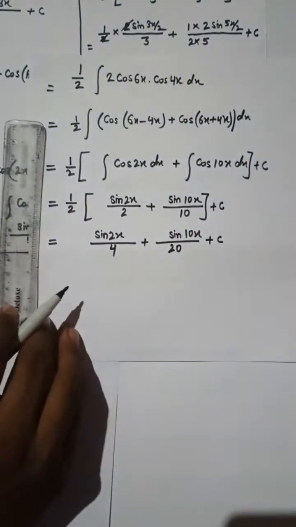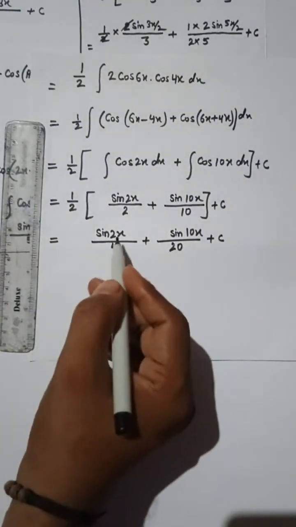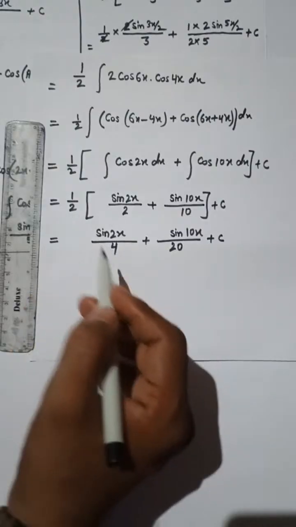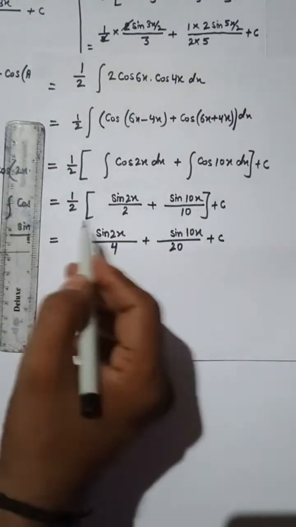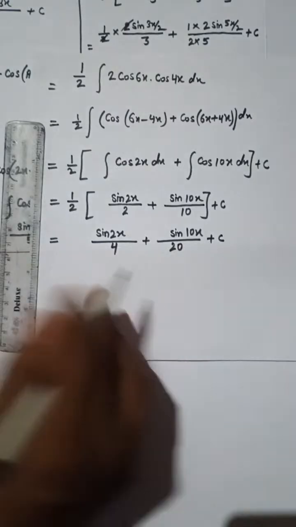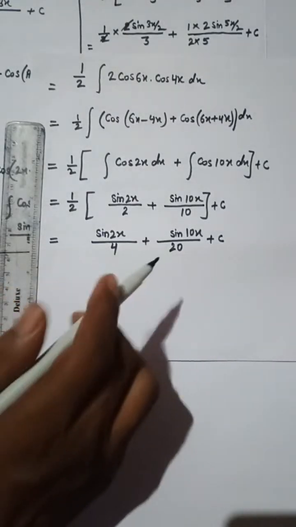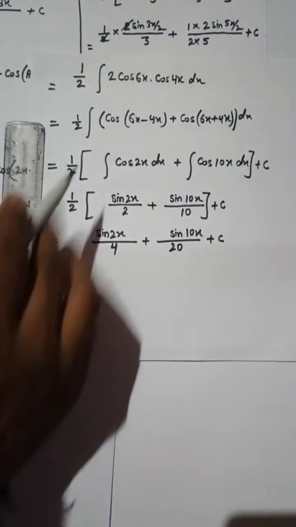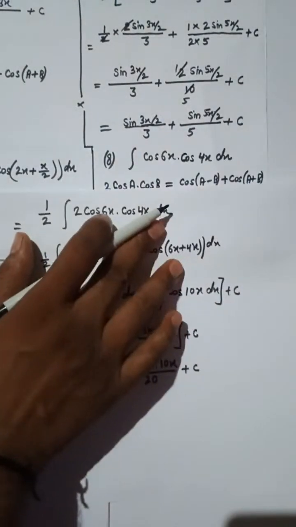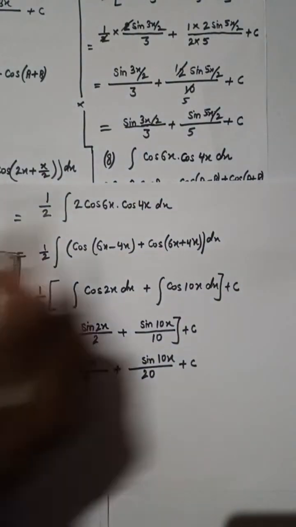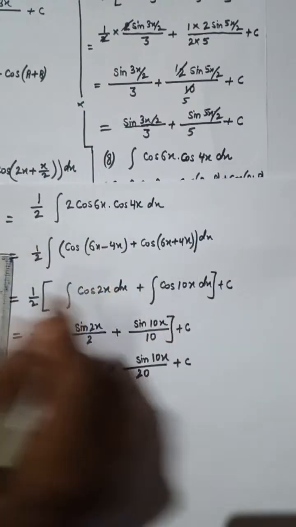So in the last we can say that we have sin 2x, 2 into 2 is 4, we have 4 here, and then sin 10x, 2 into 10 is 20. So this is the solution of this integration, cos 6x into cos 4x into dx. This is that.